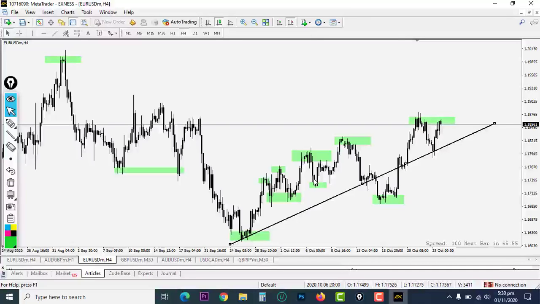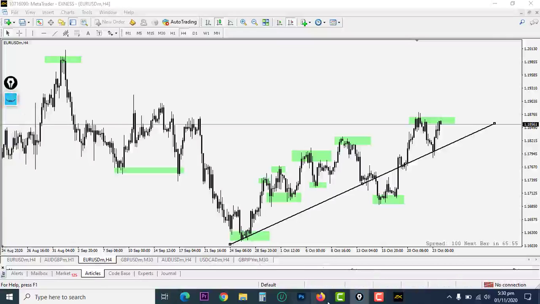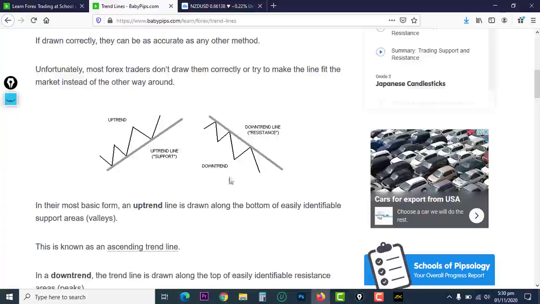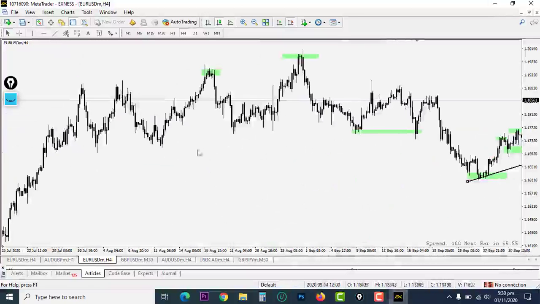Your duty is to recognize and understand what is happening before you get into a trade, so that way you minimize getting into too many early trades. So this is basically how we draw our trend line when it's going up. Let's draw another one when it's coming down.